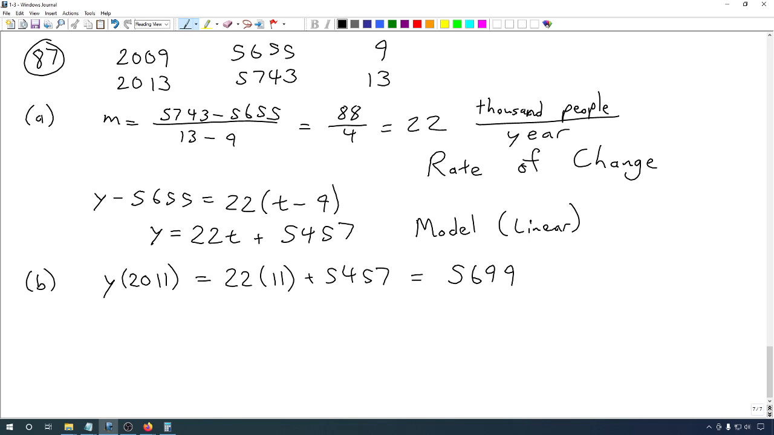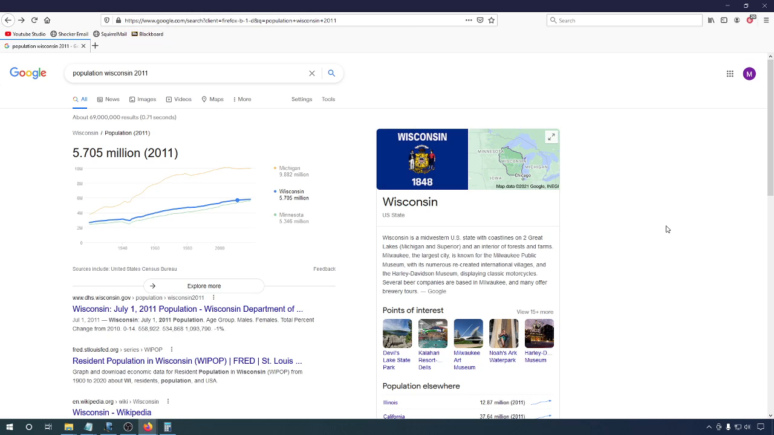Now in part C, they're asking us, it says, use your school's library, the internet, or some other reference source to find the actual population in 2011. How close was your estimate? So I basically went ahead and just did a Google search for the population of Wisconsin in 2011. Pretty simple thing to do there. We get 5.705 million people. Now keep in mind that since we were working with our y in thousands, this is really just 5,705,000 people.